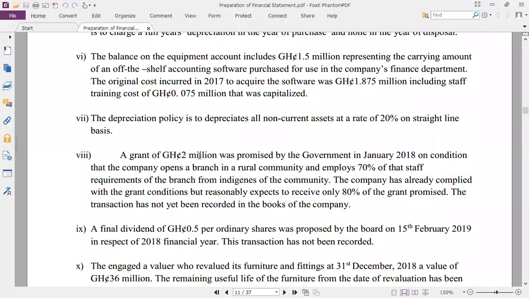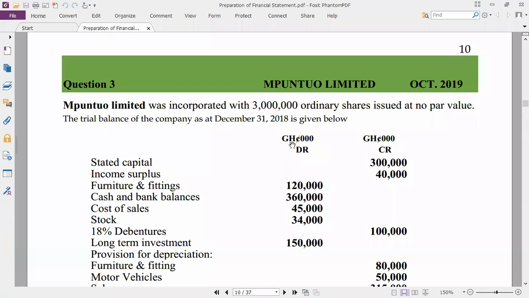And then let's check whether the reporting currency is in thousands of cedis. Let's see whether they are in thousands of what? Ghanaian cedis. So, examiner, we are also reporting in thousands of Ghanaian cedis. Now, where do we start from? As usual, sales revenue. Let's go and pick the sales.